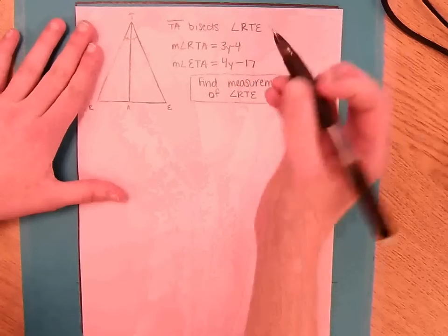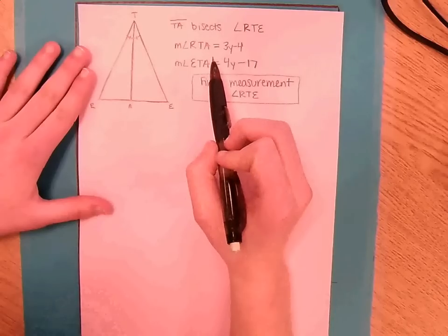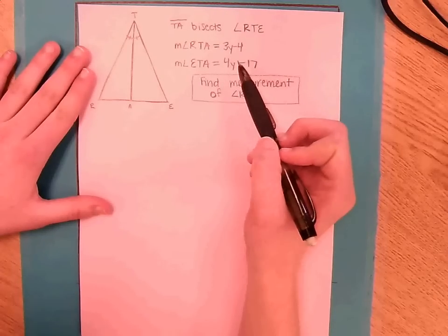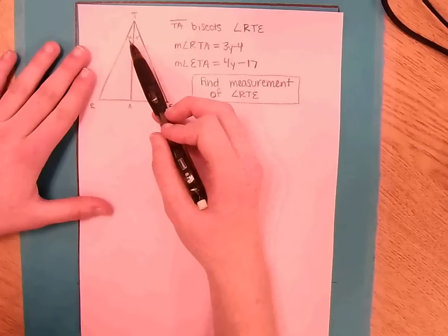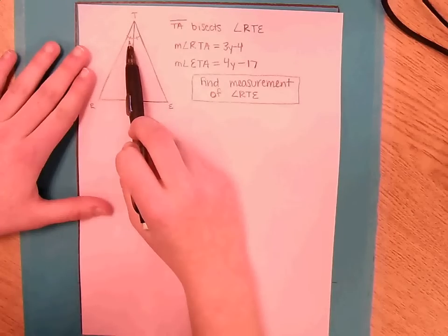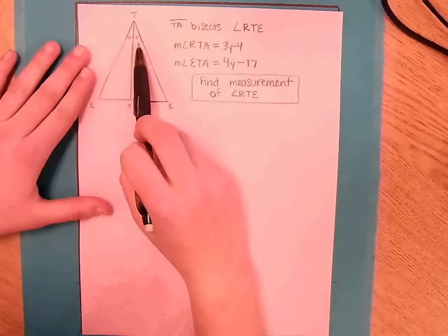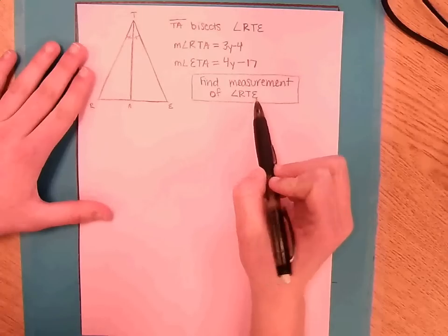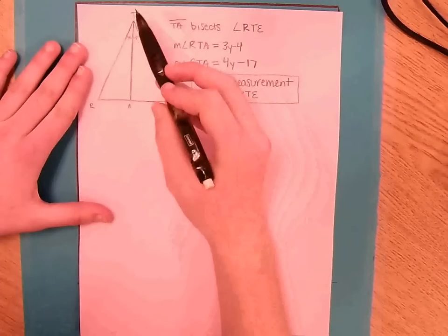Now it gives you the measurement of angle RTE in a linear form, 3y minus 4. So this angle, this side of the angle, equals 3y minus 4, and ETA, which is the other side, equals 4y minus 17. And you're trying to find the measurement of RTE, the entire angle.